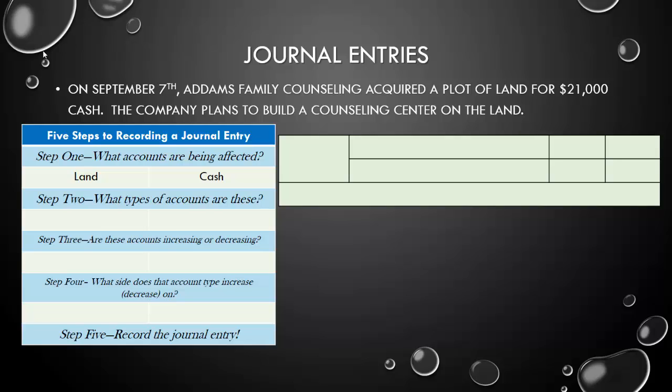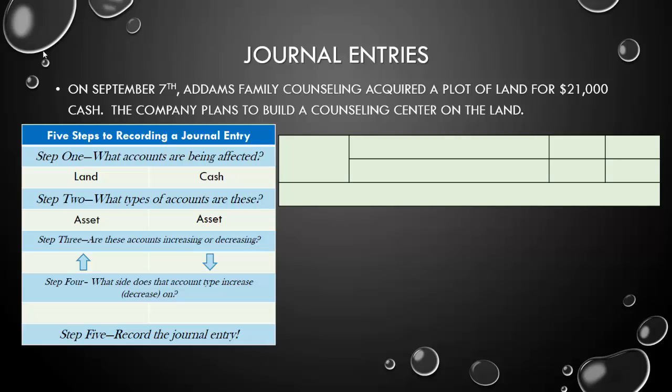What two types of accounts are these? Well, land, something we're going to use to help make money in the future because we're going to build this counseling center at some point, that's an asset. Cash, again, is an asset. Are they increasing or decreasing? Well, the amount of land that Adams Family Counseling owns is definitely increasing. The amount of cash the company has, however, is going to go down because they're shipping out $21,000 to buy this land.